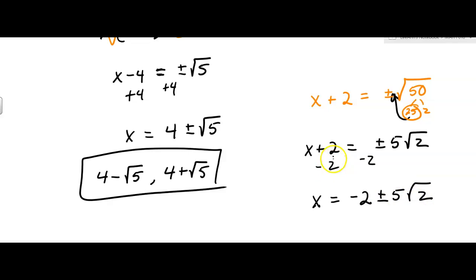So sometimes I'll draw an arrow: it's got to go over here in front of the plus or minus. So I hope that makes sense, but anyway, good luck.